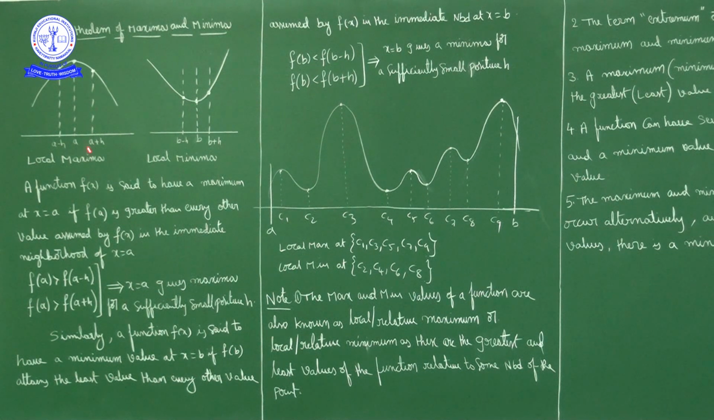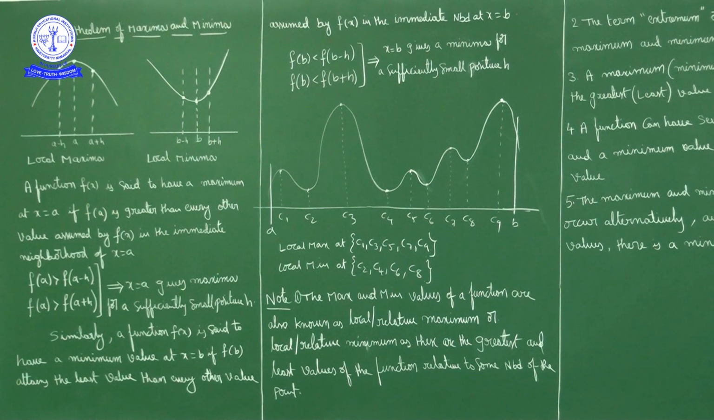Now if you observe in the immediate neighborhood of a, f of a is the greatest value. Here you get the points a minus h comma f of a minus h, a comma f of a, and a plus h comma f of a plus h. At a you have a maximum. When can we say that a is a maximum? We have a maximum at x is equal to a when f of a is greater than f of a minus h and f of a is greater than f of a plus h.